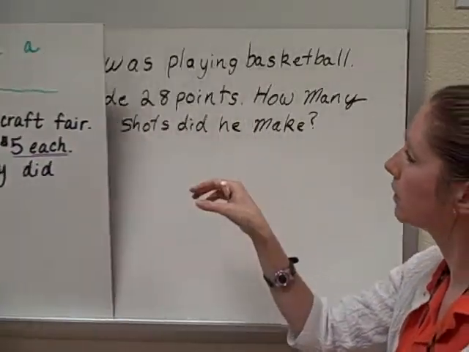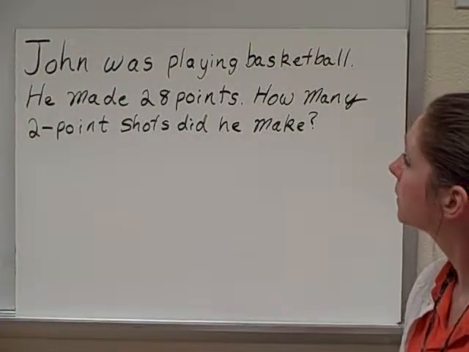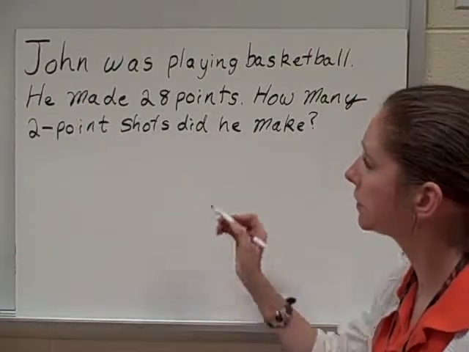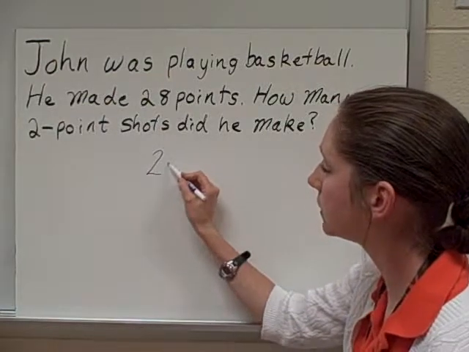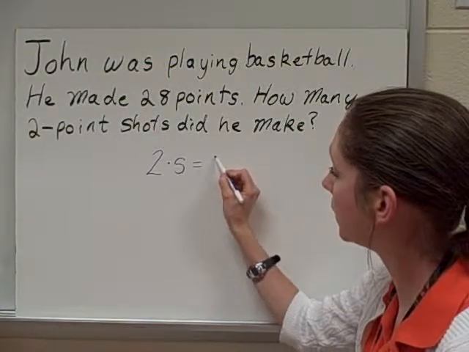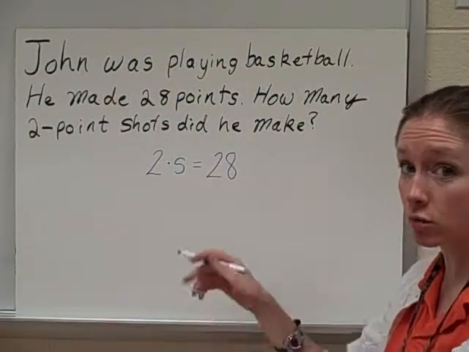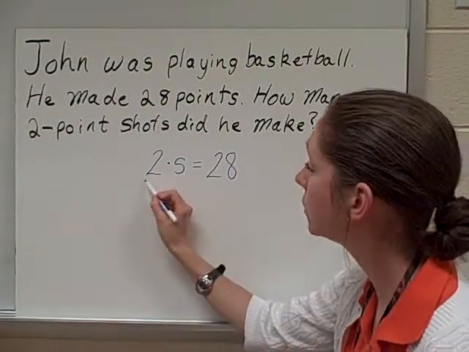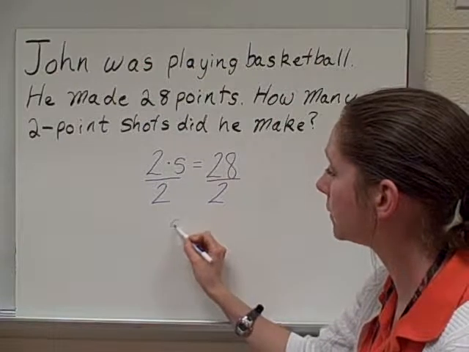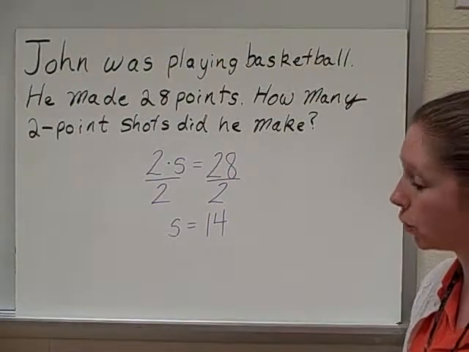Okay, another example. John was playing basketball. He made 28 points. How many 2-point shots did he make? Well, each of the shots is worth 2 points, so I know 2 times some number, we'll use S for the amount of shots that he made, is equal to 28. And you may be able to do that in your head, guys, but make sure that you realize inverse operations tells us to do divided by 2 on both sides. And S is equal to 14. He made 14 2-point shots.